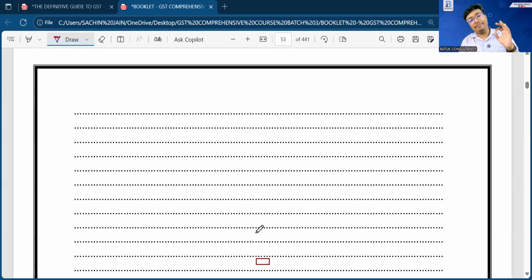Sir, 180 days should be counted from your invoice date. From the invoice date, you have to make the payment within 180 days. On processing charges on loan, ITC is allowed, the reason being that these processing charges are on account of the service provided by the bank. So ITC is allowed.